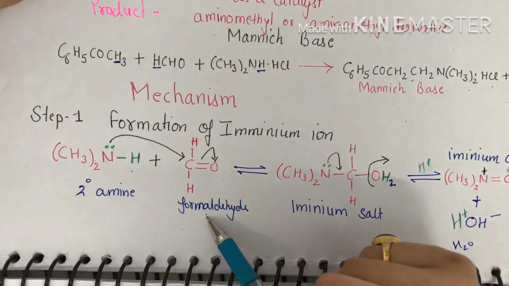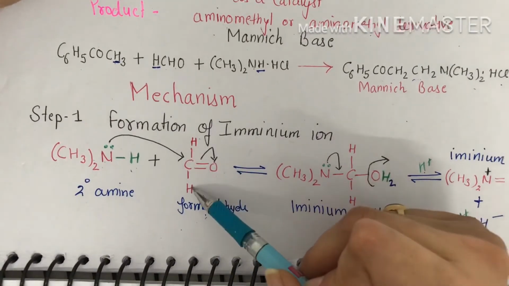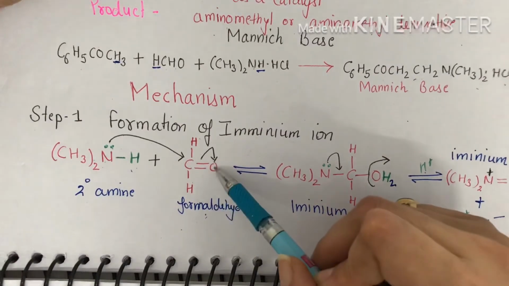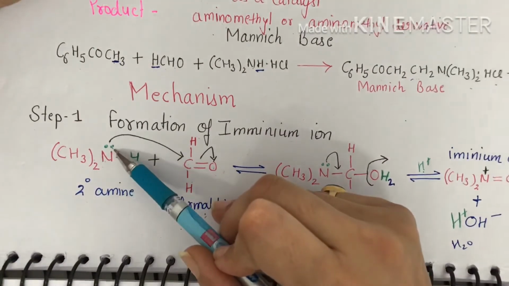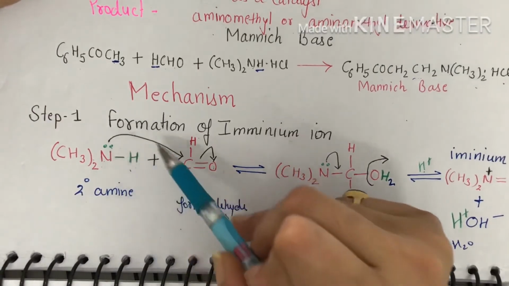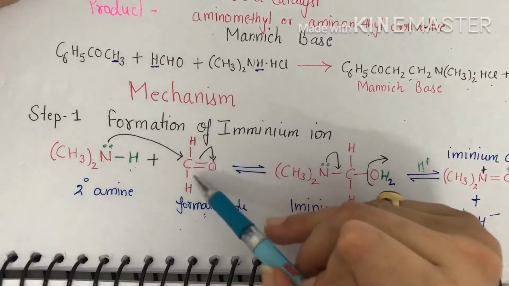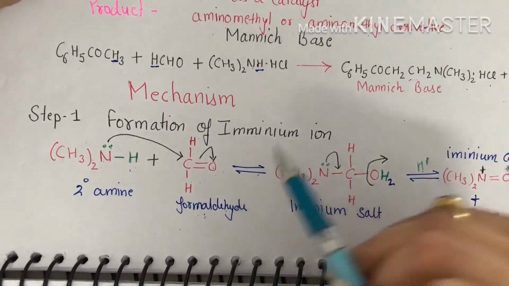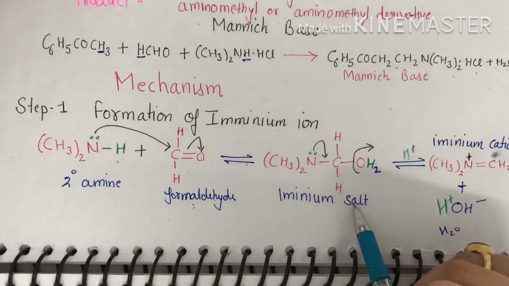This is formaldehyde, HCHO, or you can say CH2O, with a carbonyl group. The lone pair of electrons present on the nitrogen of the 2 degree amine attacks the carbonyl group of formaldehyde. This reaction is reversible. Then iminium salt is formed.